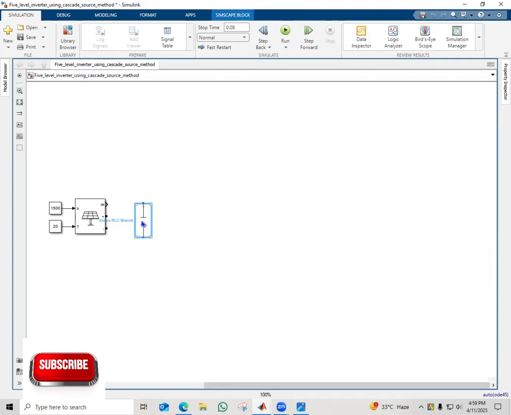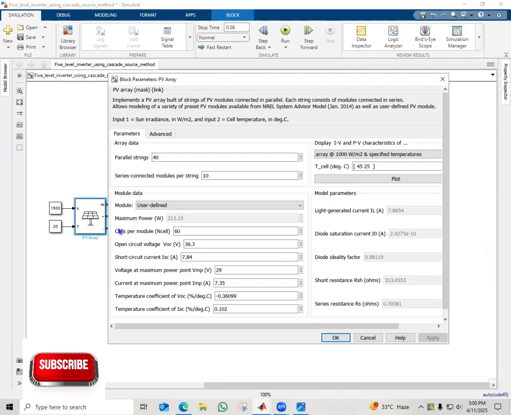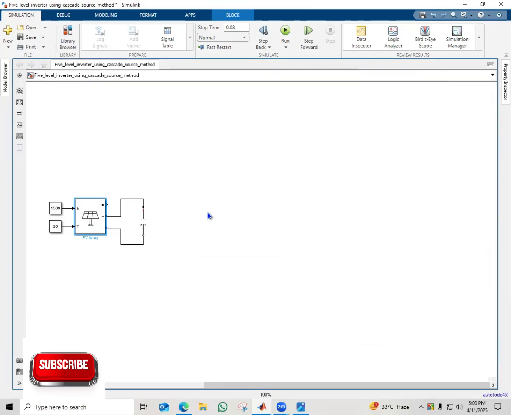Now rotate this. Now connect the parts. Set the value of the solar panel or PV array. Here is 2 and nothing cannot be changed. Okay, now I apply here and okay.